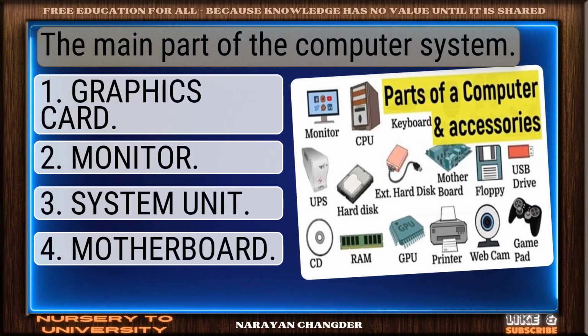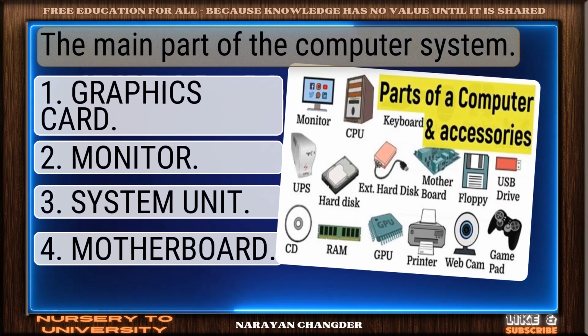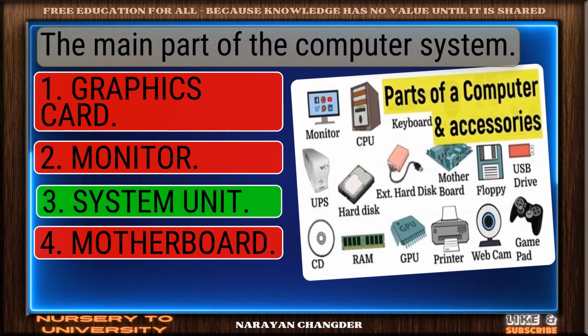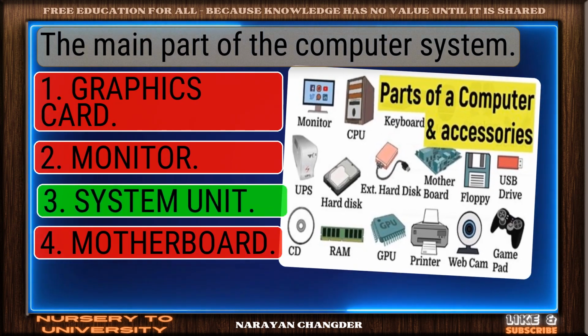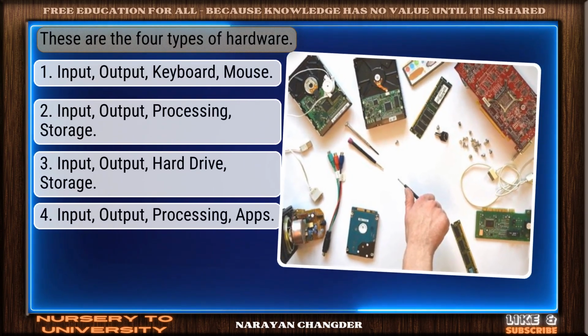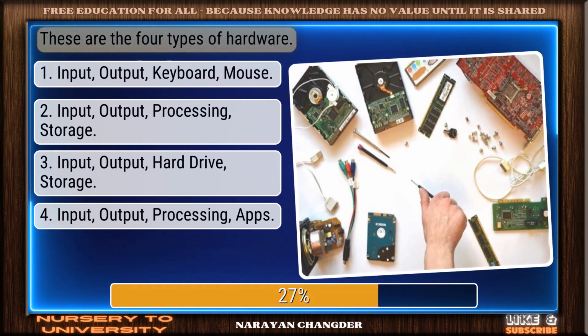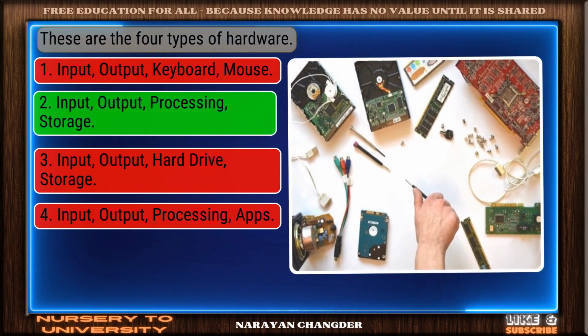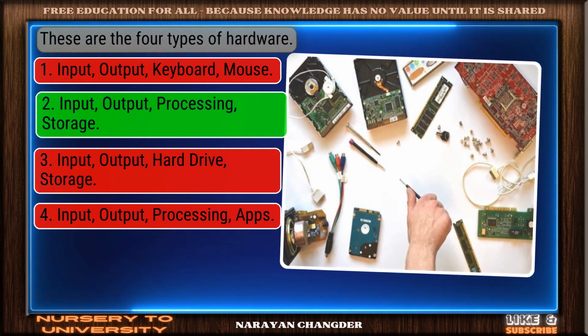Question number 23. The main part of the computer system. Smart move. System unit is an accurate answer. Question number 24. These are the 4 types of hardware. Perfect. Input, output, processing, storage is the correct choice.